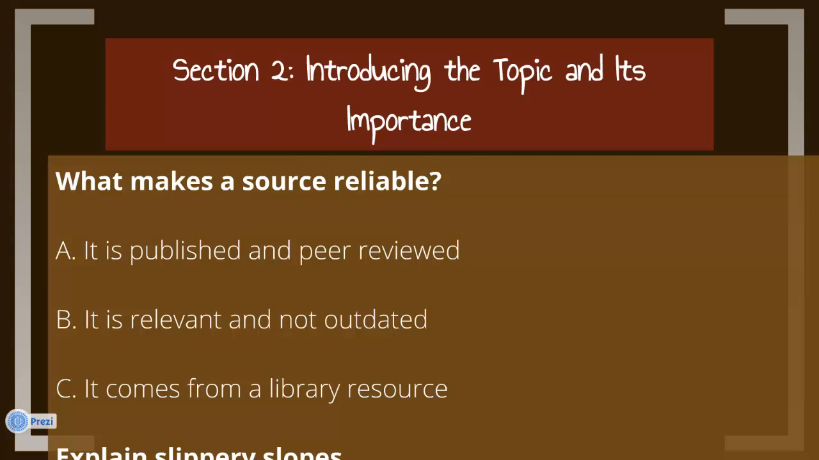Section 2, introducing the topic and its importance. What makes a source reliable? A, it is published and peer reviewed. The term published has a lot of leeway these days due to open sources such as Wikipedia, blogs, and other internet ways of sharing media.